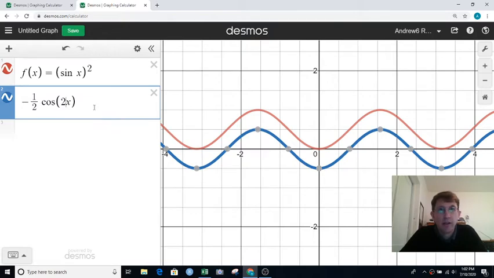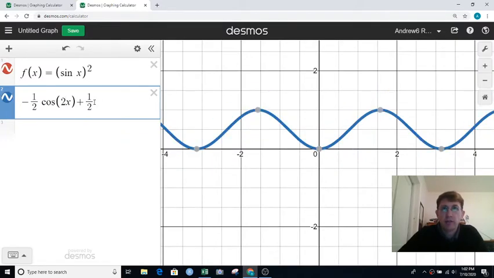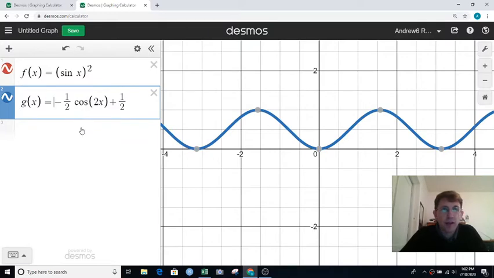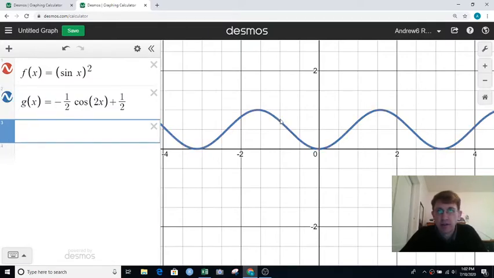That's looking really good. And now we just need to shift it up so its center line is a half rather than 0. So we can do plus a half, and that looks really good. Let's give this function a name. And now, how can we check that those two are actually the same, not just good by eye?